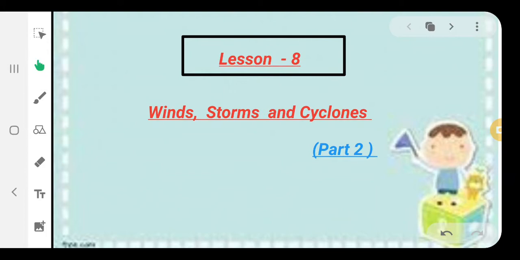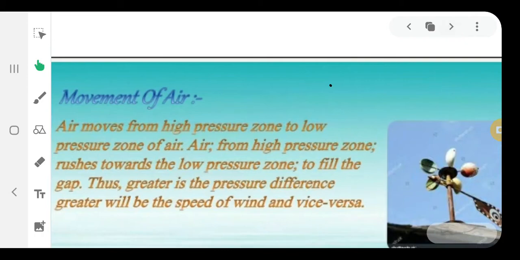Lesson 8, Wind, Storms and Cyclones. We have started earlier, so today we'll do part 2 of this chapter. In our previous class, we have seen different activities based on properties of air. That is, air exerts pressure, air expands on heating, and we know what is air and what is wind. Now, how the movement of air takes place, let's learn about it.